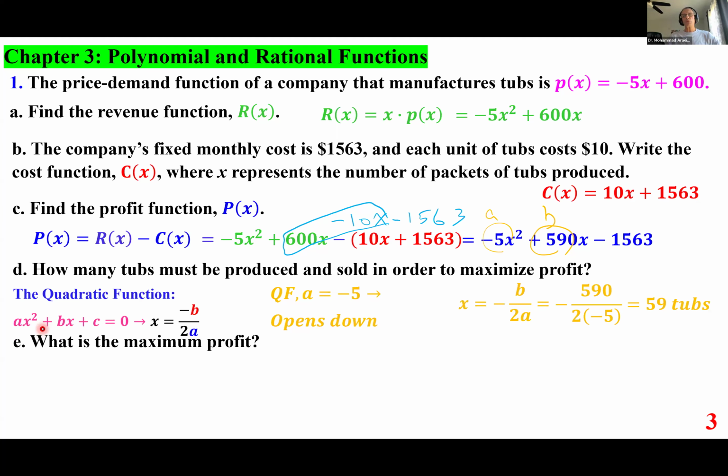What is the maximum profit? Here's the profit function. Replace the x with the number we just got, which becomes P of 59 is minus 5 times 59 squared plus 590 times 59 minus 1,563. And when we put it into a calculator, we end up with $15,842.